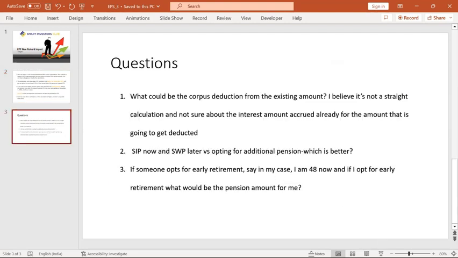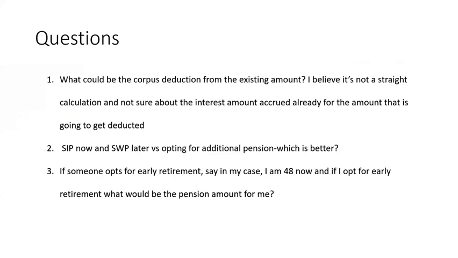Yes, Prasanna, the PPT now. Okay. So these are the questions that I received, Mahesh. What could be the corpus deduction from the existing amount? So this I think we talked about. Okay. Going forward, including the interest amount. So this calculation I've shown how it's been done. And SIP now and SWP later, which one is better to opt for?